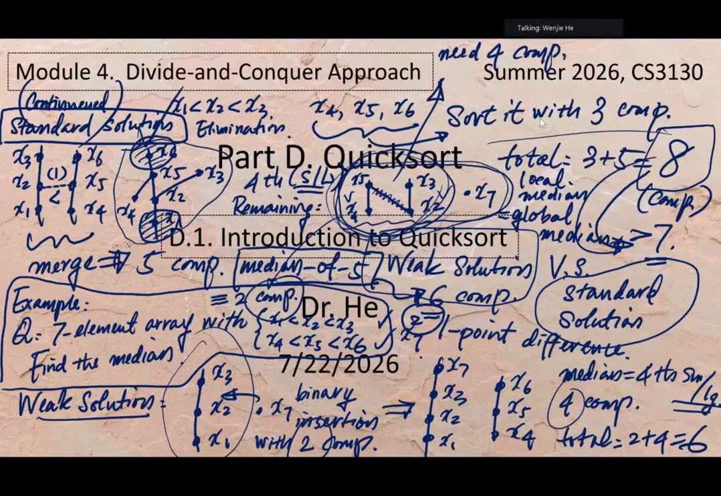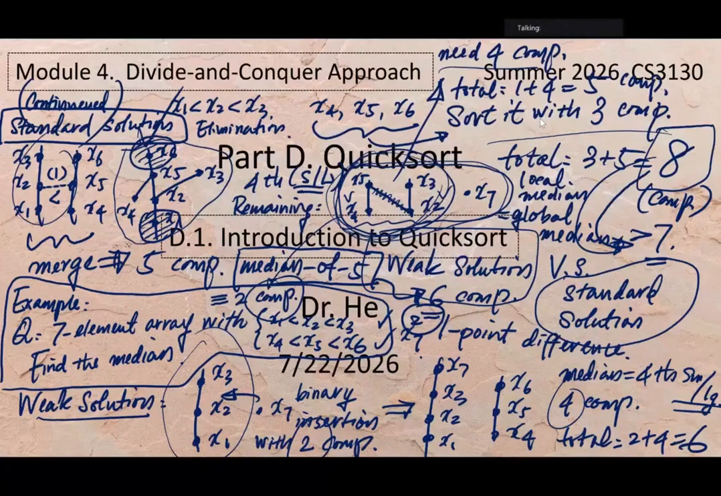So the second step needs 4 comparisons, but the first step needs 1 comparison. So the total is 1 plus 4 equals 5 comparisons. Sorry, it is very messy. Hope you can follow, but if you follow all the way here, you can understand.